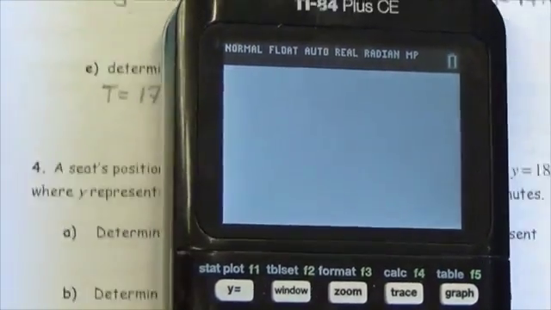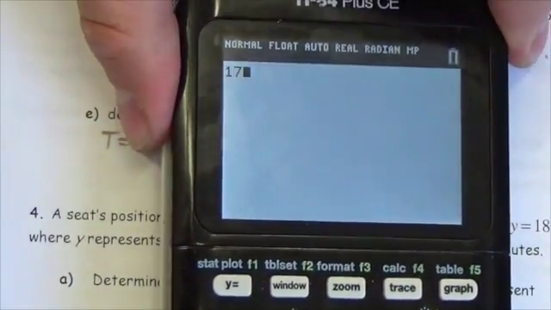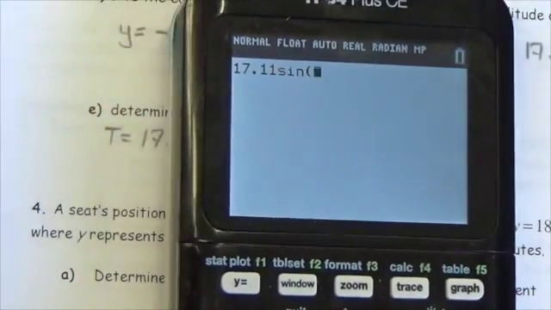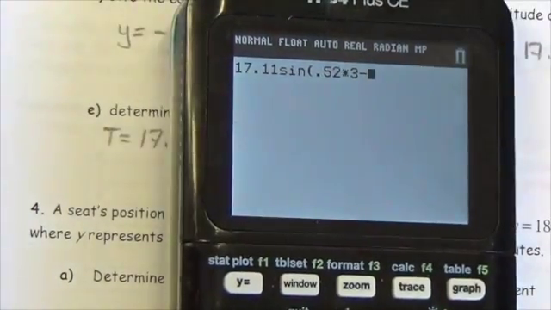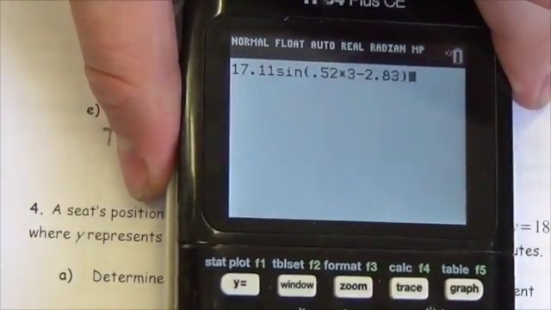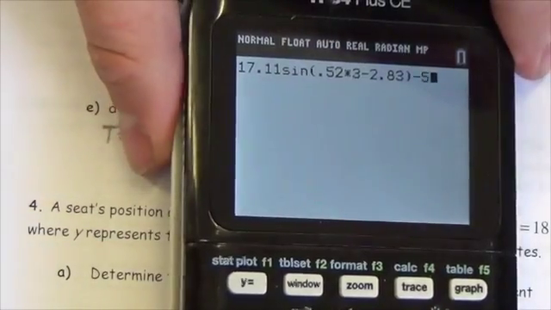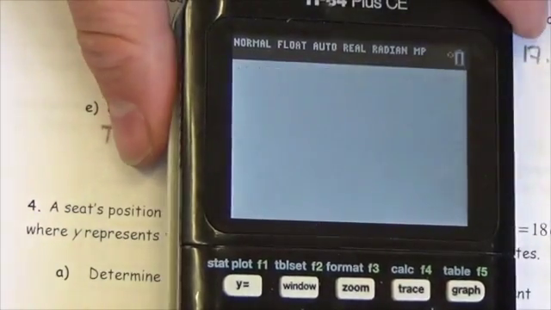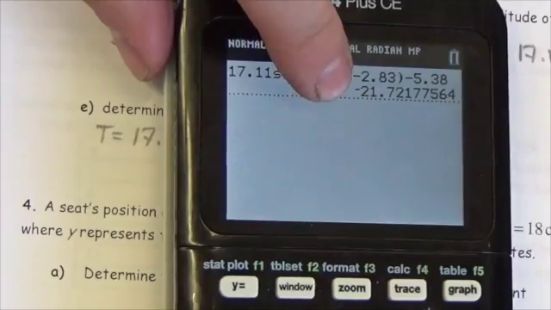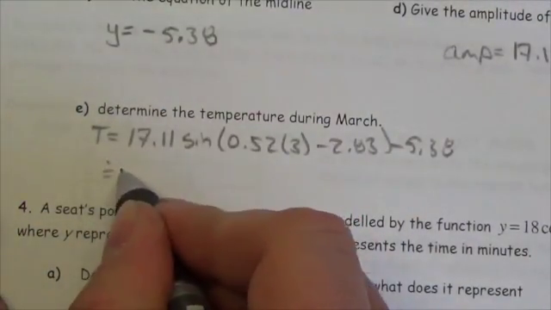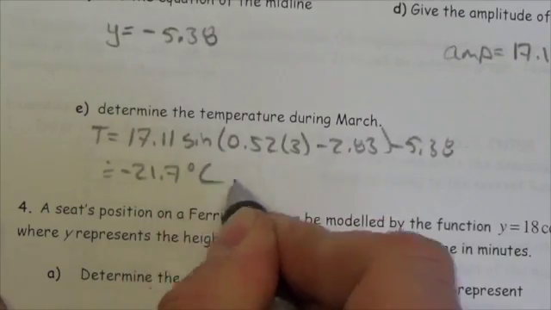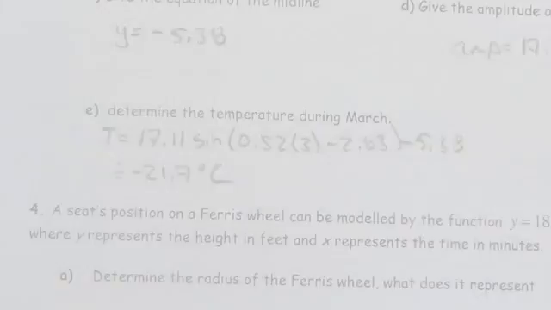And so now we have 0.11 sine of 0.52 times 3 minus 2.83, minus 5.38. Enter. And it looks like that temperature is negative 21.7, approximately negative 21.7 degrees Celsius.